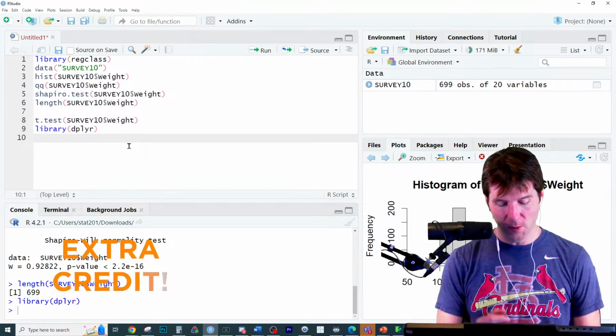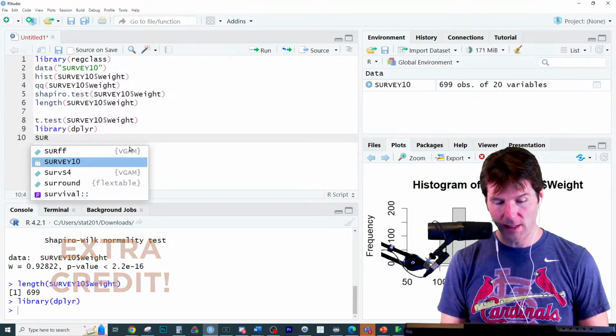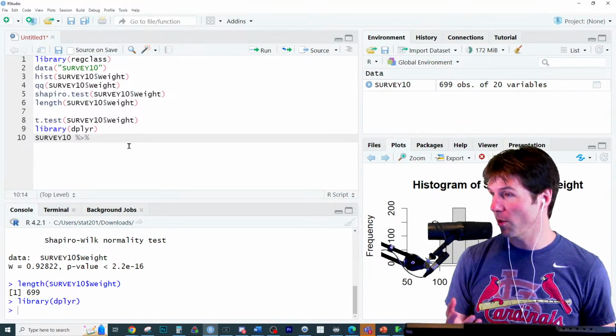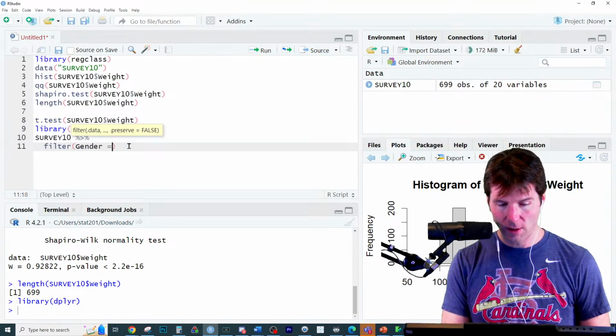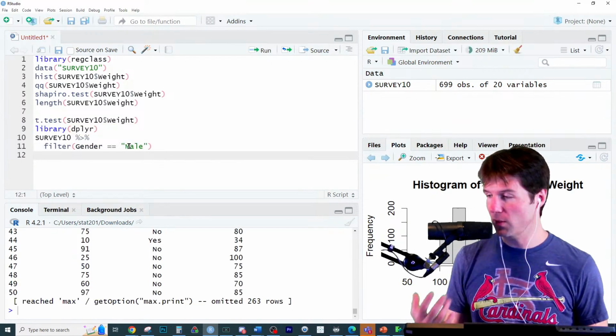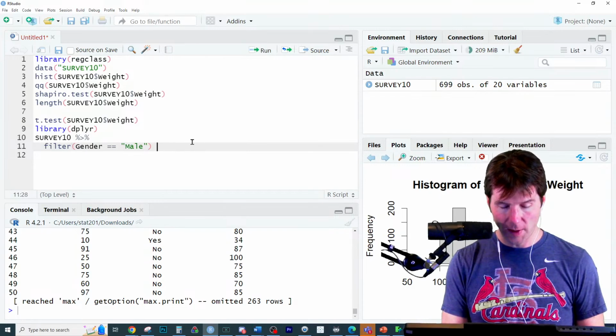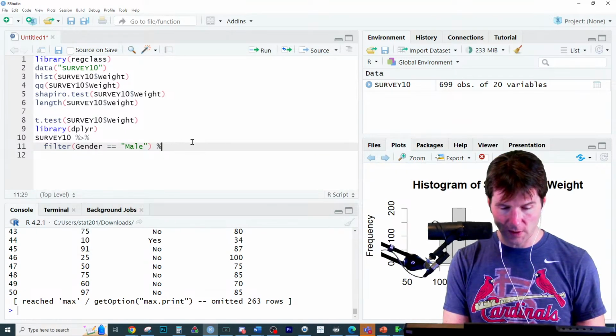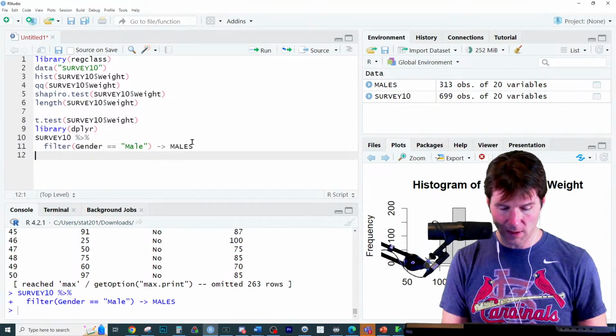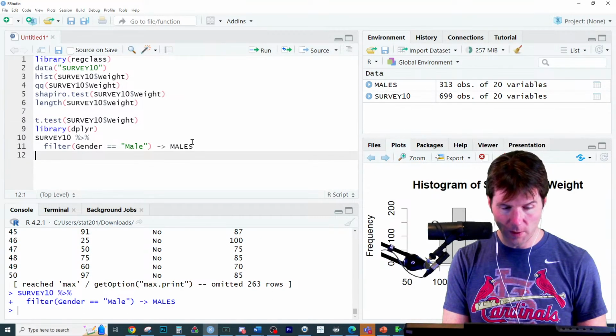So what we have right here is the Survey 10 data. We can actually use what's called a pipe in R to filter, and we can go here gender equals male, and so that's only the males right here. And then we can bring it through and do t.test on this. Or we could just store this as males, and that creates the data set. And then we do a t.test on males.